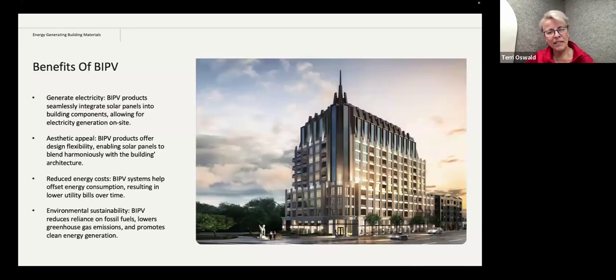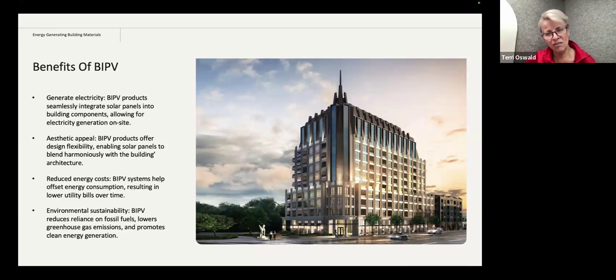So the benefits of BIPV are pretty clear, right? You generate electricity. The technology is seamlessly and invisibly integrated into the building. At no point anywhere on the building will you see a wire or an MC4 connector or anything, right? The aesthetic appeal is there, certainly, because we can make a solar panel look like a replica of brick, or a black metal panel, or a purple metal panel, or whatever it is that you like. So the aesthetics is there.